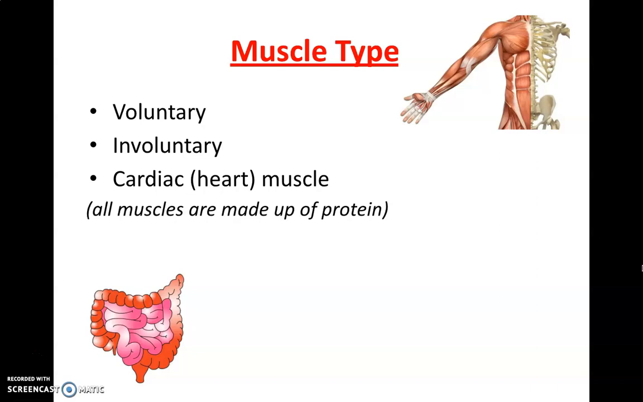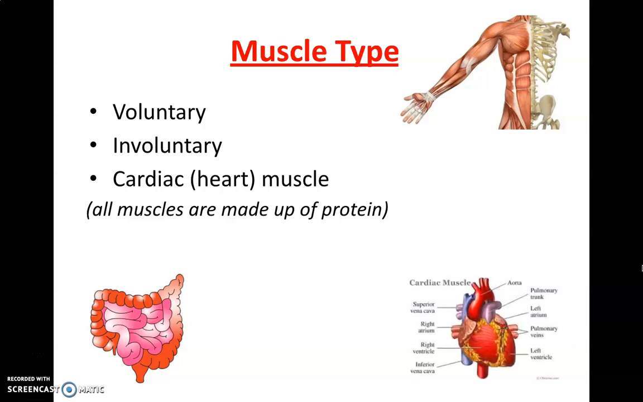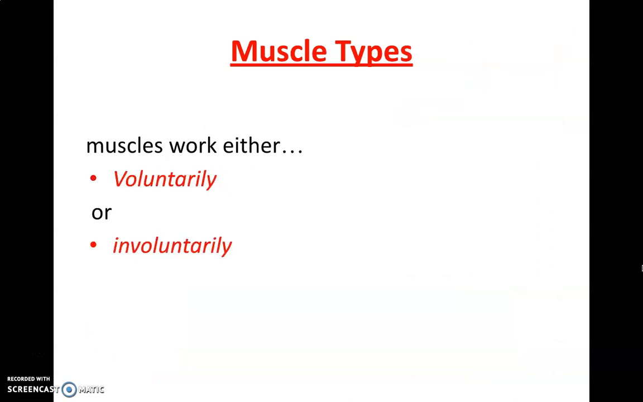All muscles are made up of protein. So the way I remember this is that if you eat meat and you know we get protein from meat, that's because it's the animal's muscles you're eating. Okay? So there's a diagram of the heart. You'll hopefully know all those things that are labelled, and that'll be covered in another video. So muscle types. Muscles either work voluntary or involuntary, and we'll go through that now.